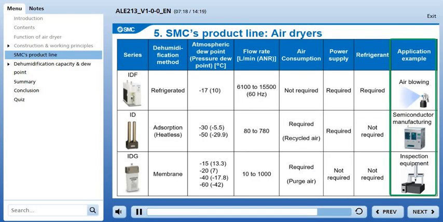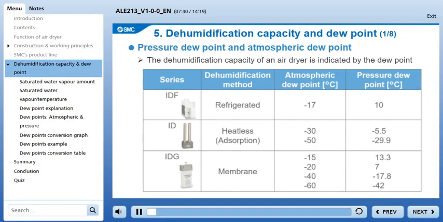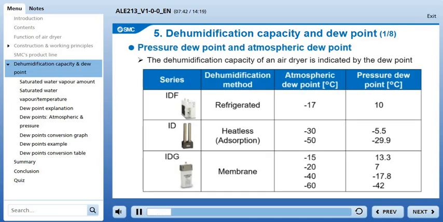The atmospheric dew point of the refrigerated air dryer is sufficient for general pneumatic systems, but some industries and manufacturing processes require a higher level of dryness. For example, in semiconductor manufacturing, moisture can cause shape defects and short circuits, so air with a lower dew point is required. Next, we will explain dehumidification capacity and dew point.